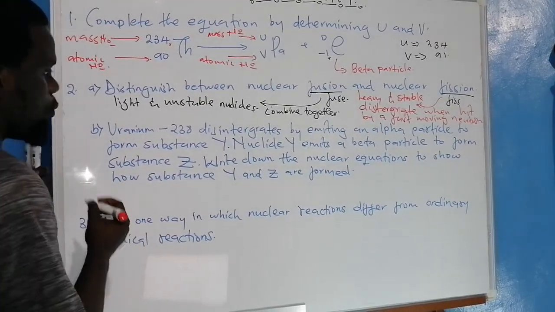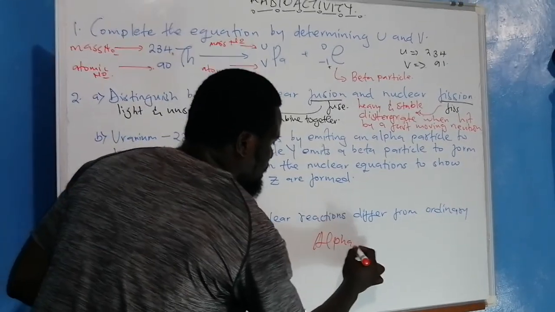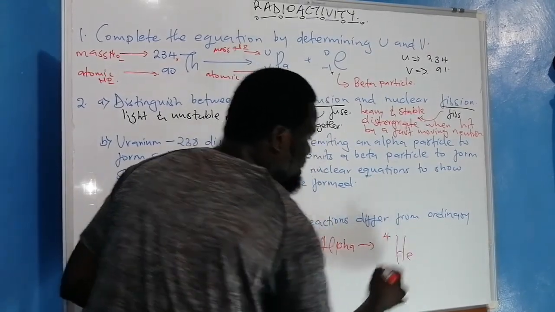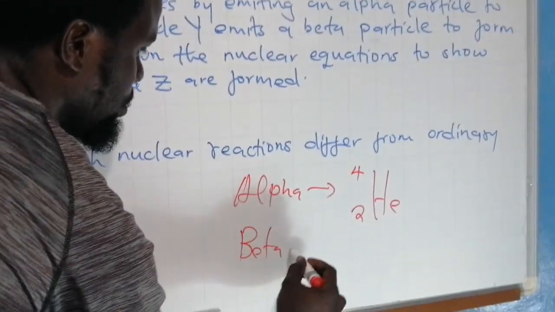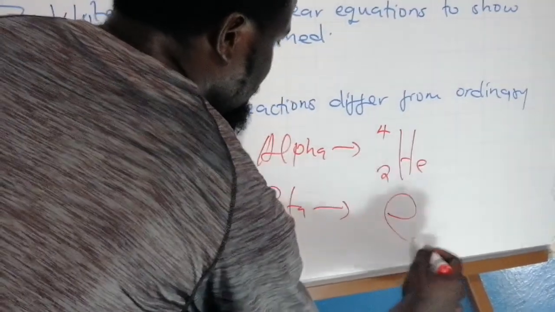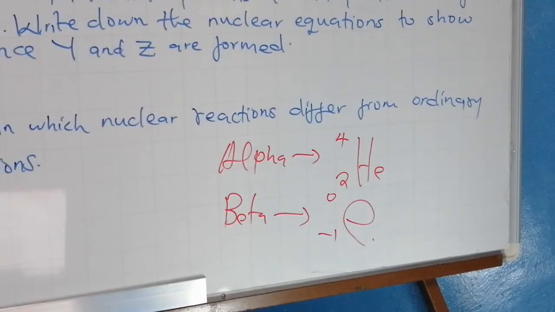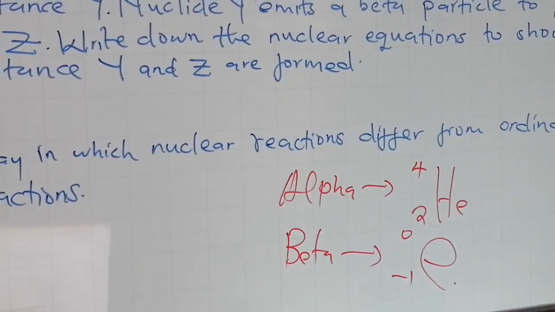Now, when we talk about an alpha particle, it is normally represented by helium, and helium has mass number 4 and atomic number 2. When you talk about a beta particle, it is normally represented by an electron, where the mass number is 0 and the atomic number is -1.